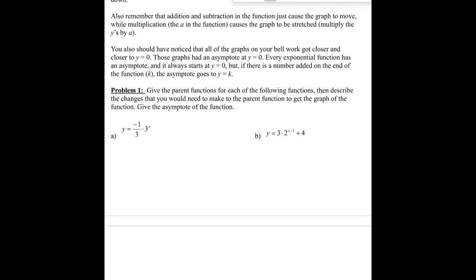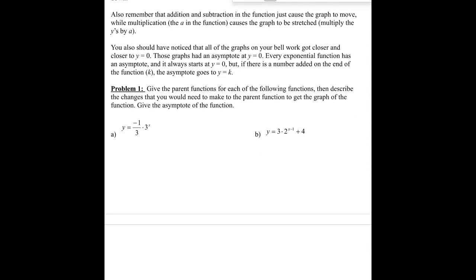We also should have noticed that all of the graphs that we're going to take a look at got closer and closer to y equals 0. Those graphs have an asymptote y equals 0, and every exponential function has an asymptote, and it'll always start at y equals 0. But if there's a number added to the end of the function, aka k, the asymptote is just going to go to y equals k.